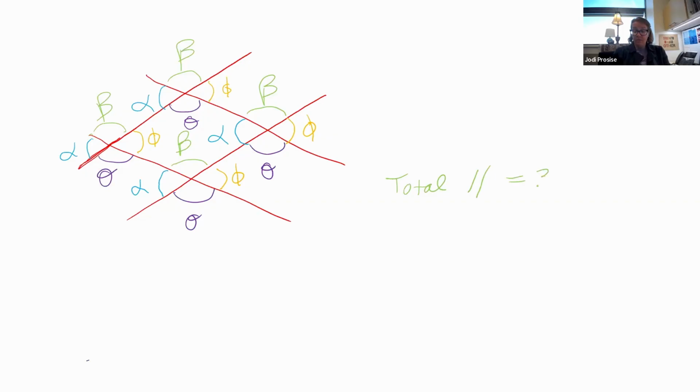Now, another trick to note is that the total angles of a parallelogram have to equal 360 degrees. That's all of the angles. So alpha plus beta plus theta plus phi all have to equal 360 degrees.